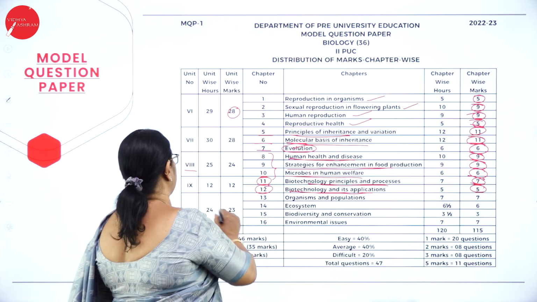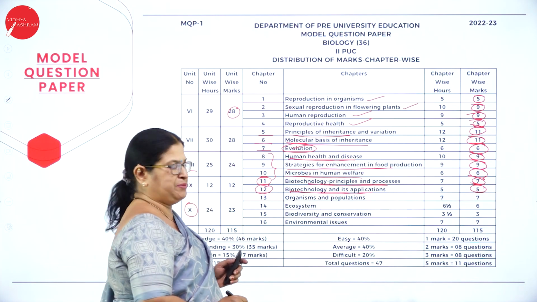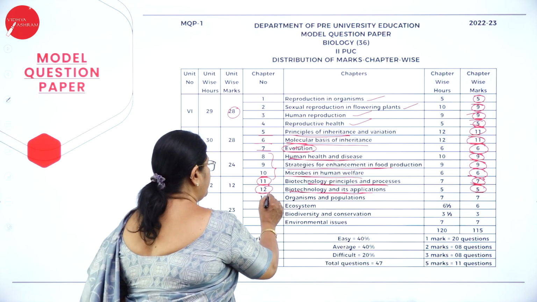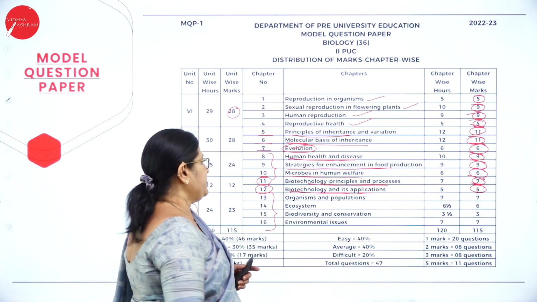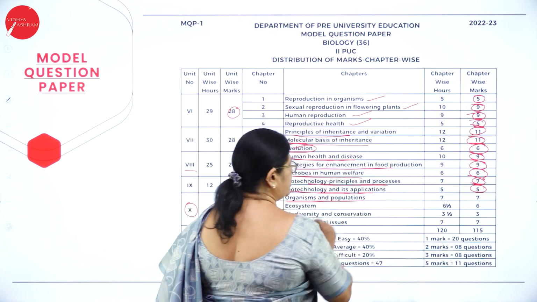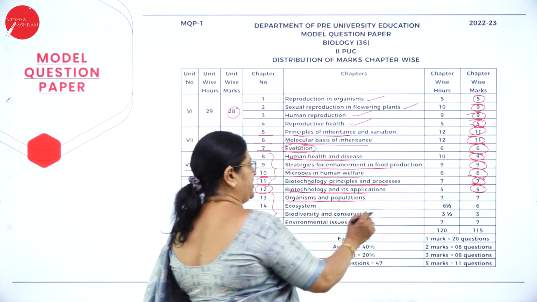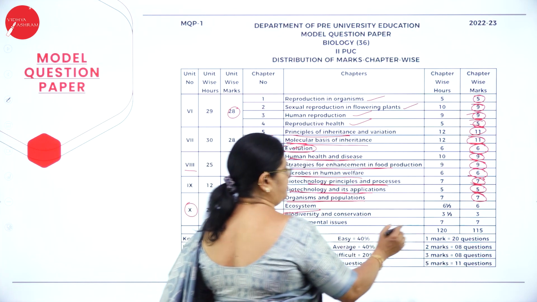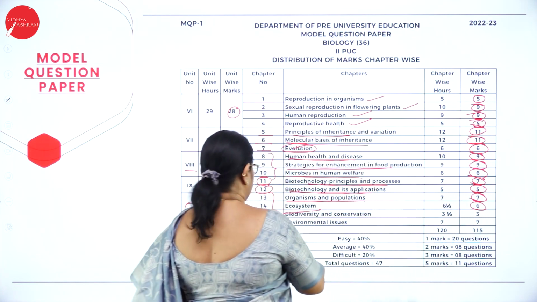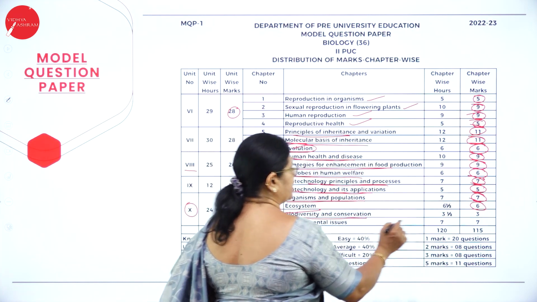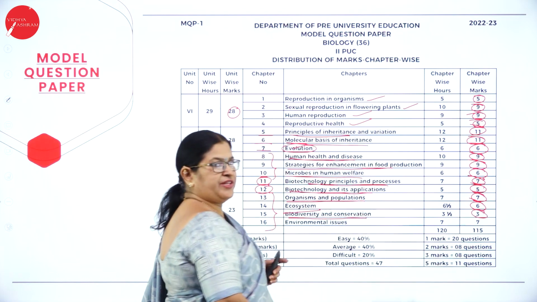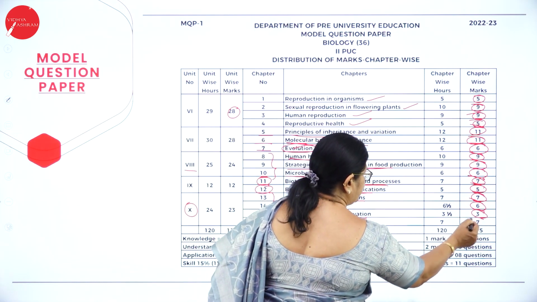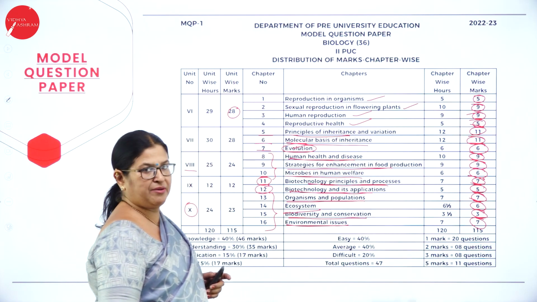Then moving on to the last unit, that is regarding ecology, which includes 4 very important chapters. Chapter 13 called Organism and Population has a weightage of 7 marks. Ecosystem, chapter 14, has a weightage of 6 marks. Then chapter 15, Biodiversity and Conservation, has a weightage of 3 marks. Environmental Issues is a chapter which has a weightage of 7 marks.